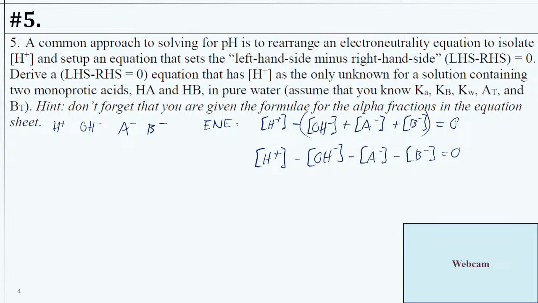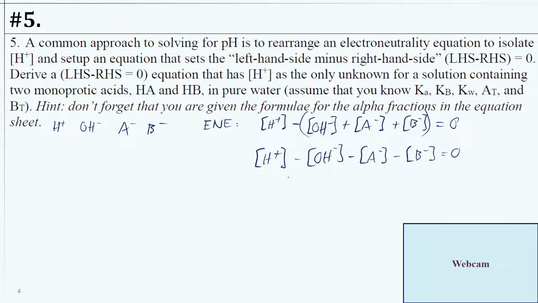Okay, so we have that, but now it's not in terms of pH. And I asked for it to have H+ as the only unknown for a solution, given that we do know the Ks and the total concentration. So that means we want to try to get each of these in terms of H+ or one of these other knowns. That's the other part of this challenge. Some of you did okay and got part way there, but did not quite get all the way there for these spots.